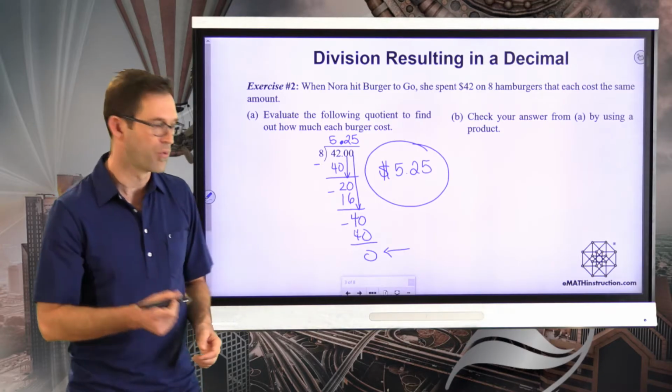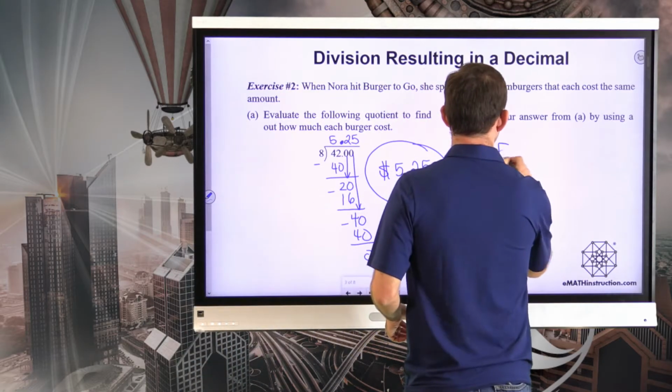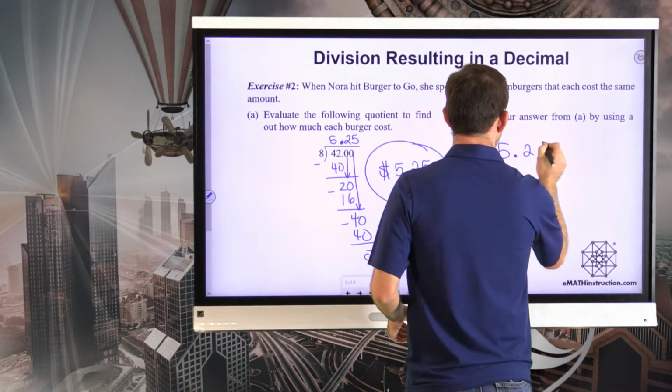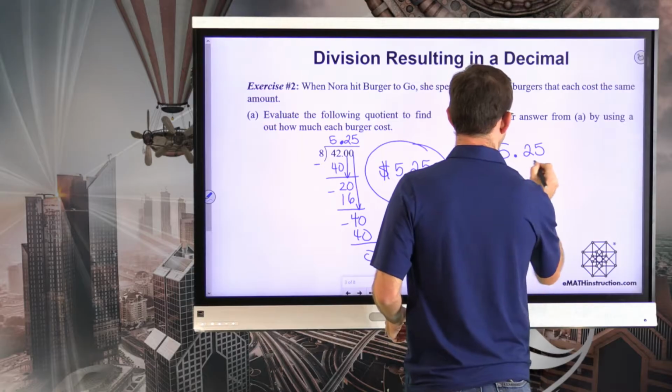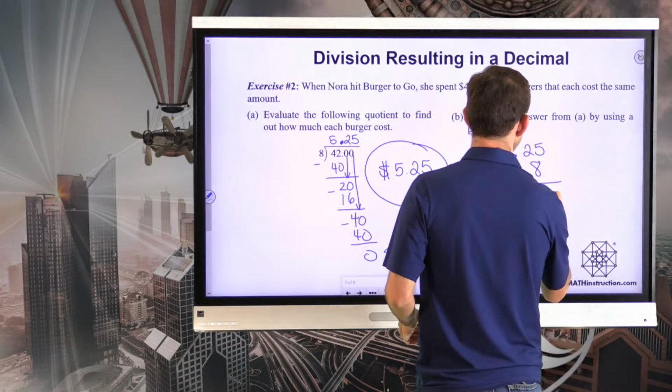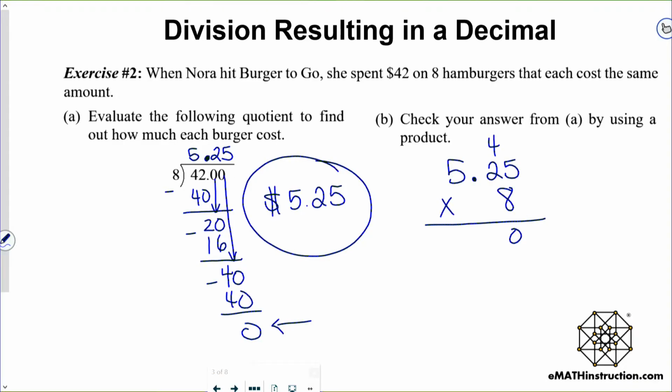All right, let's go through it together. Here we are, 525 times 8. All right, 8 times 5 is 40. Carry the 4, 8 times 2 is 16, plus 4 is 20. Carry the 2, 8 times 5 is 40, plus 2 is 47. Whoop, nope, not 47. 8 times 5 is 40, plus 2 is 42. That would not have been a very good check.